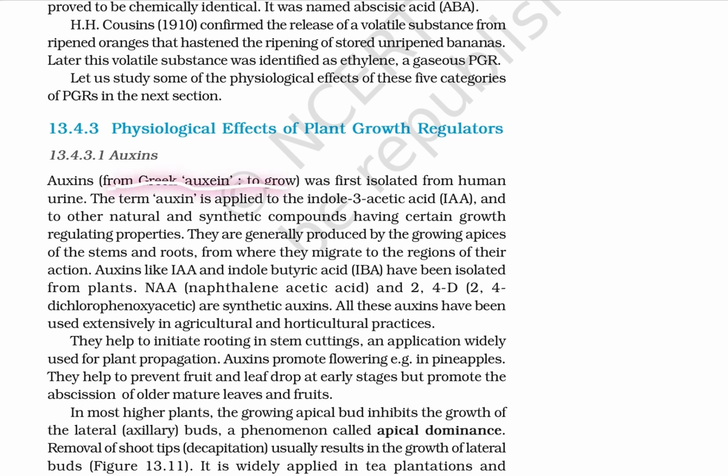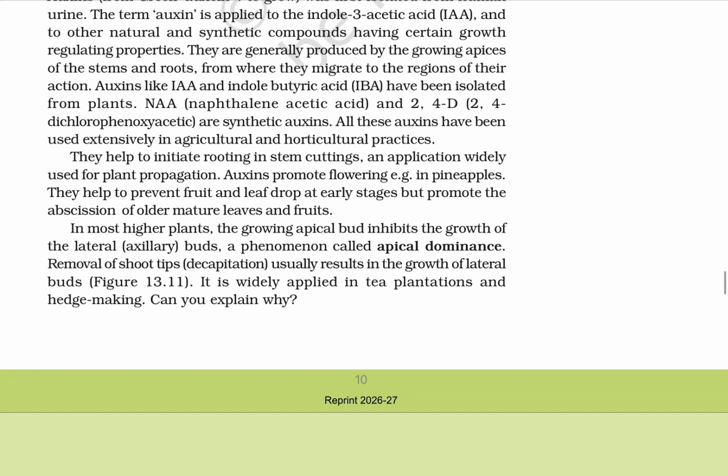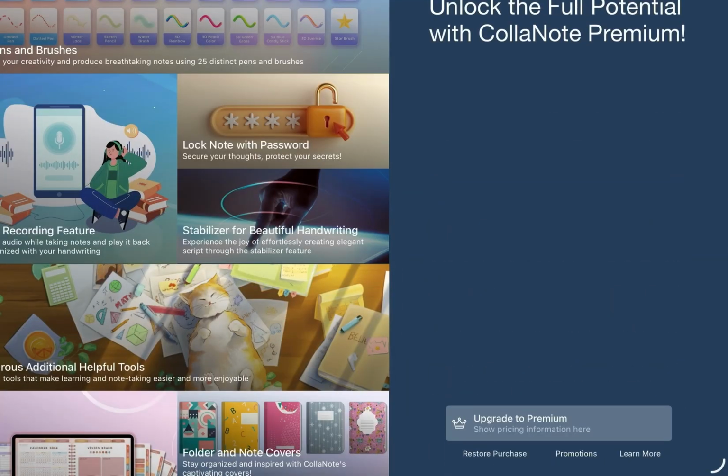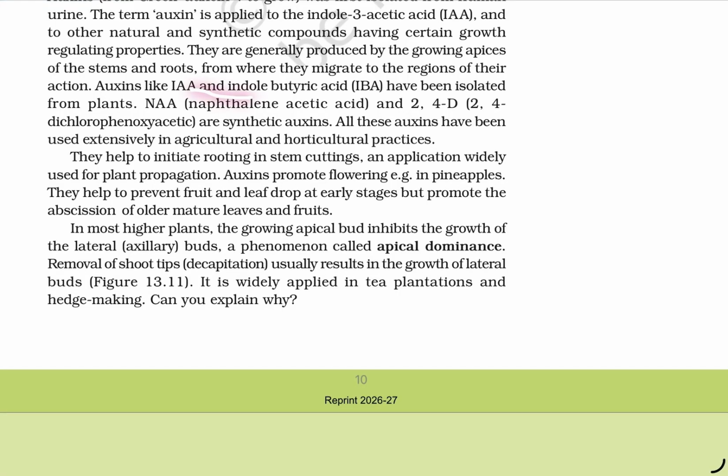Auxin. Auxin, from the Greek word auxein, to grow, was first isolated from human urine. The term auxin is applied to indole-3-acetic acid, IAA, and to other natural and synthetic compounds with certain growth regulatory properties. They are generally produced by the growing apex of the stem and root, from where they migrate to the regions of their action. Auxins like IAA and indole butyric acid, IBA, have been isolated from plants. NAA, naphthalene acetic acid, and 2,4-D, 2,4-dichlorophenoxyacetic acid, are synthetic auxins.